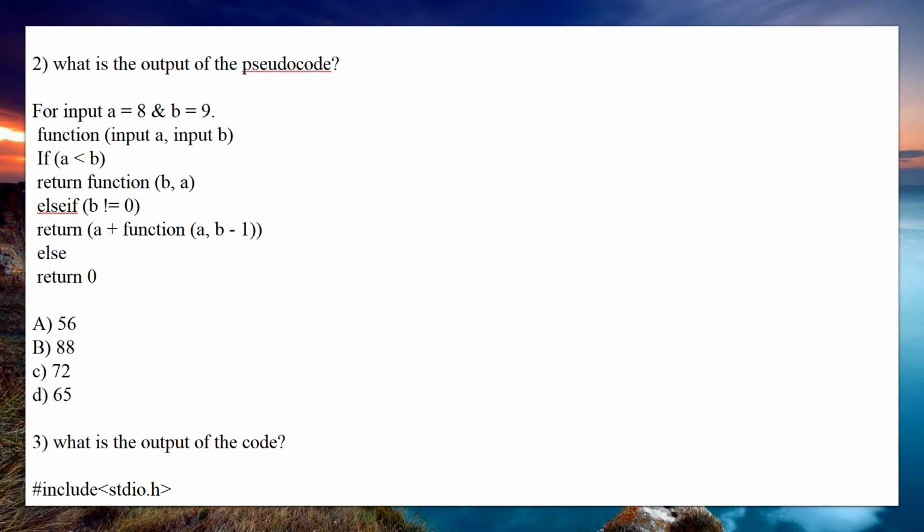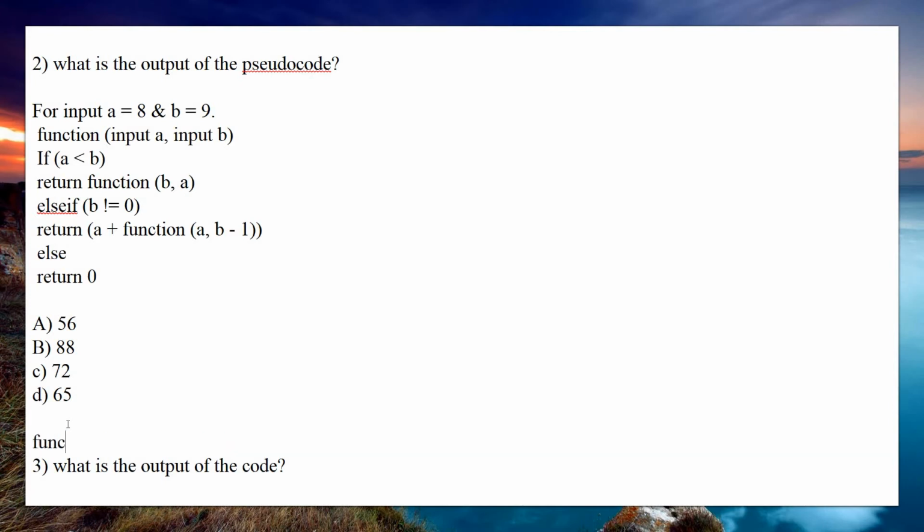The second question is the pseudocode. What is the output for the pseudocode? Here they have given input A is 8 and B is 9, and you need to call a function of A comma B. So the first thing is you call the function of A comma B, where A is 8 and B is 9, so function of 8 comma 9. Then you check whether A is less than B. A is 8, and 8 is less than B. The condition is true, so it should return the function of B comma A, that is in reverse order.